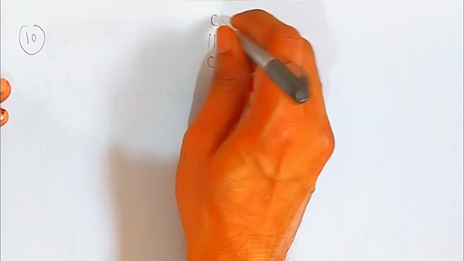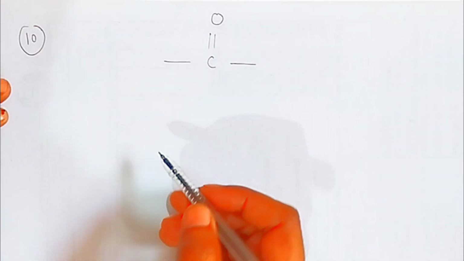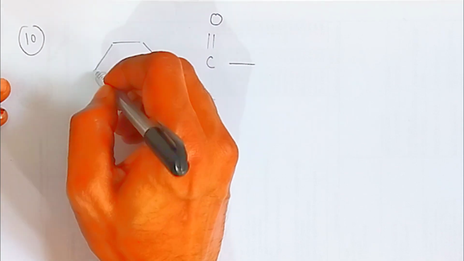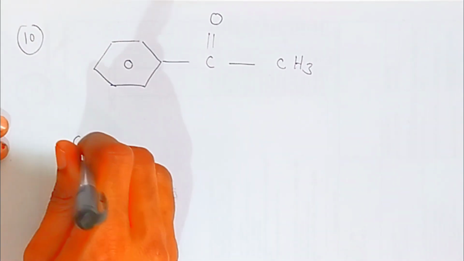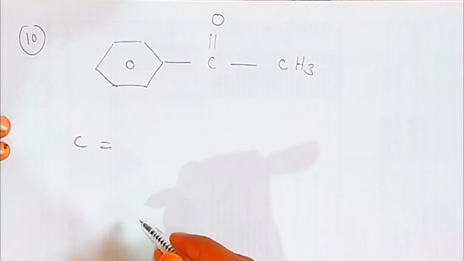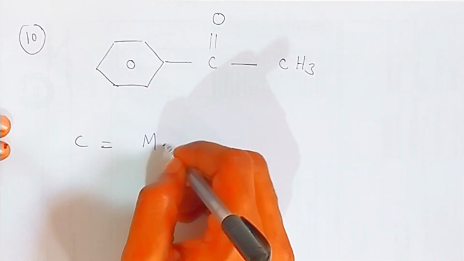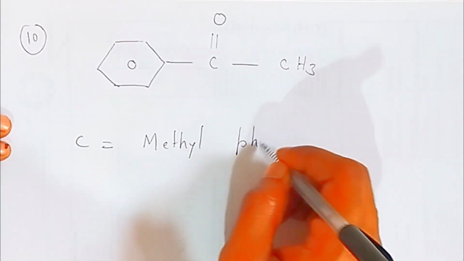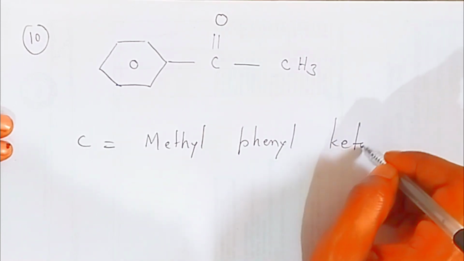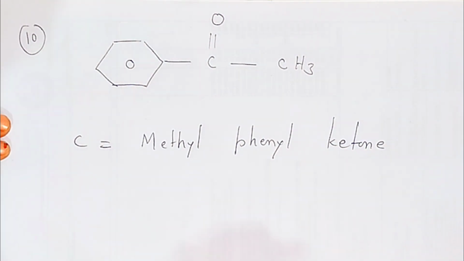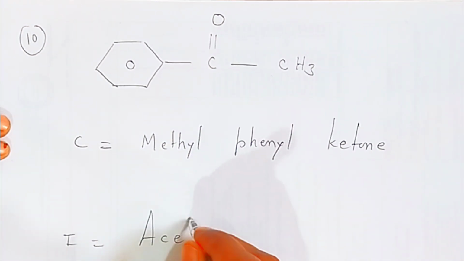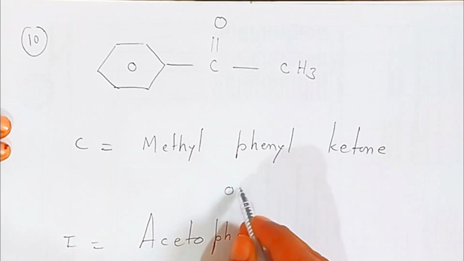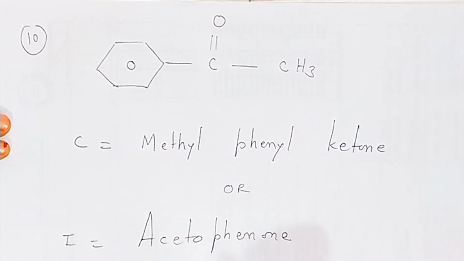Carbonyl, with both valencies: one valency is occupied by benzene and the other by methyl. So what will be the name? In common name, students, we call it methyl phenyl ketone, with methyl coming first. This is called methyl phenyl ketone. And in the IUPAC system, students, since one valency is occupied by acetyl, it is also called acetophenone. Okay students, so methyl phenyl ketone is nothing but acetophenone.